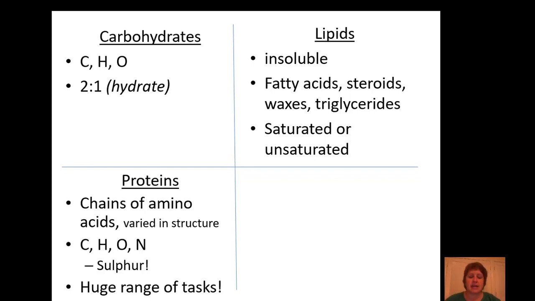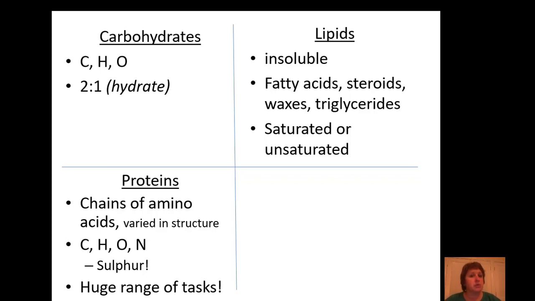Proteins are the third class of carbon compounds. They are chains of amino acids, and so they are varied in structure. There are 20 different amino acids, and they can be arranged in any combination. Depending on their combination is going to depend on the functionality of the protein itself. Proteins are made of carbon, hydrogen, and oxygen, just like carbohydrates, and also lipids, which I neglected to mention. But proteins also have that nitrogen from the amine group.